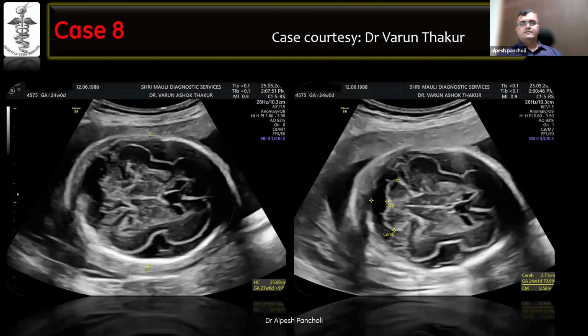Coming to case 8, this case is given to me by Dr. Varun Thakur. This presented at 24 weeks, but the head size is more than the 99th centile, and there is a very markedly enlarged subarachnoid space. The cerebellum is of normal size.